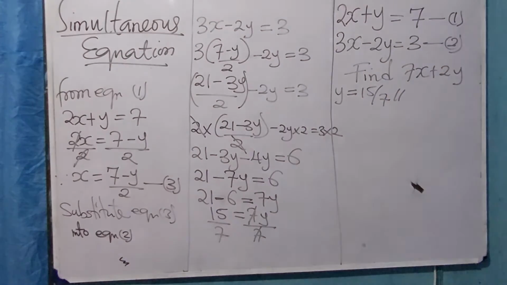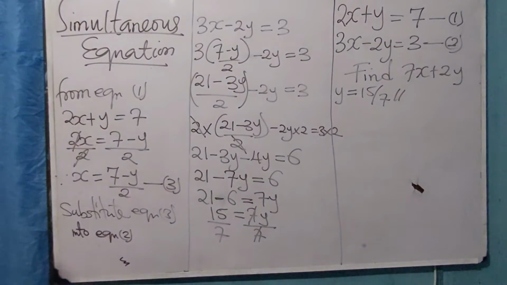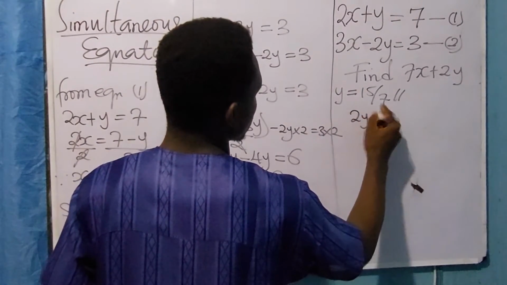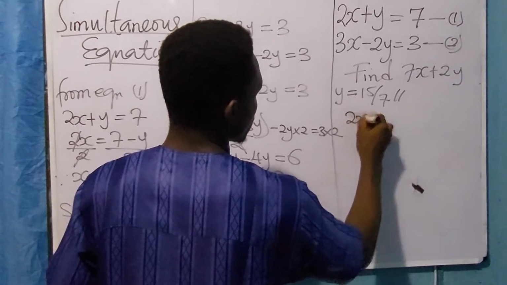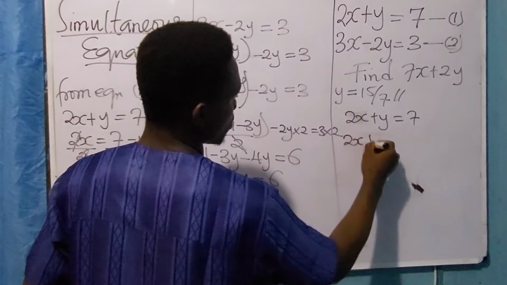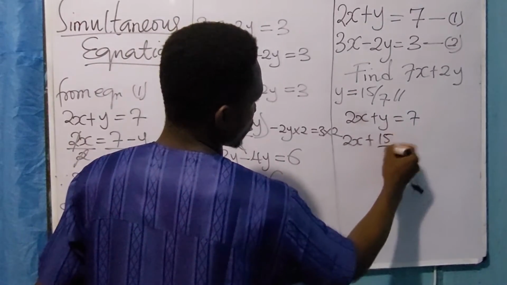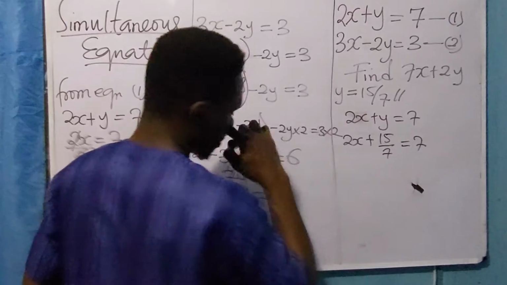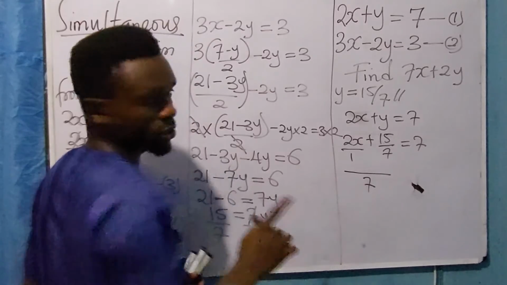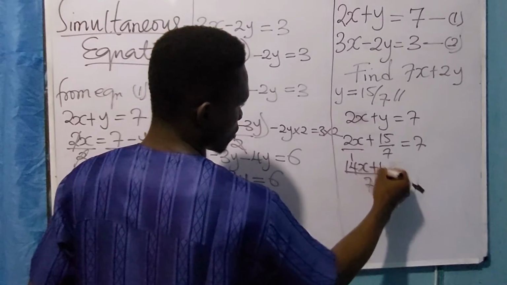That is the value of y. Now, we can put the value of y into any of the equations. Let us put it into equation 1. I have 2x plus y equals 7, which means I have 2x plus 15 over 7 equals 7. I'll look for the LCM of 1 and 7, which is 7. 7 times 2x is 14x, plus 15 equals 7 times 7.